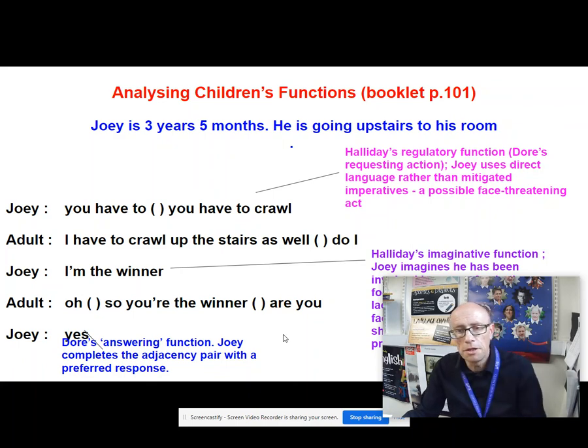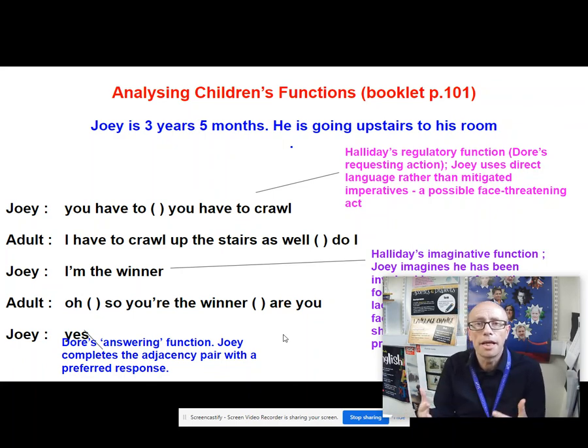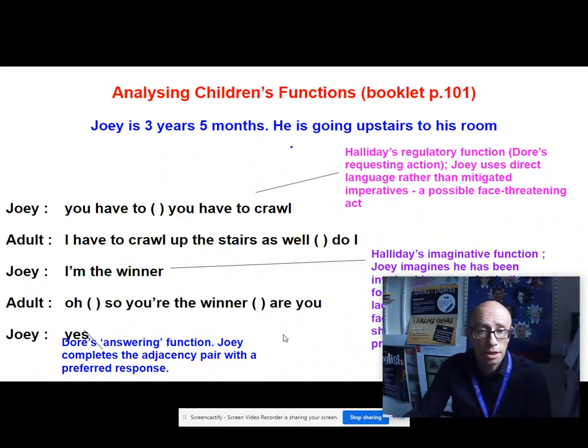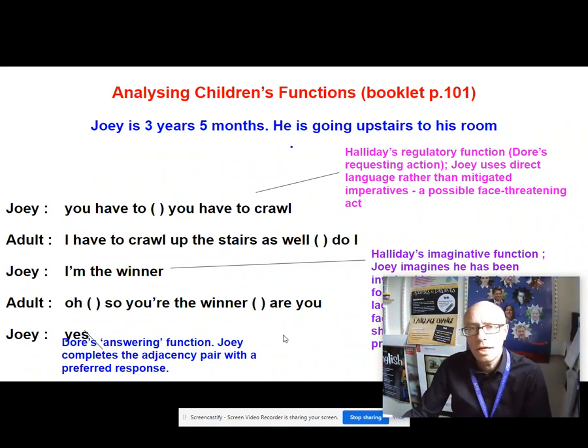Okay, so it's very useful to be able to draw upon occasionally Halliday and Doerr when you're analysing transcripts in the exam or even on your language investigations.